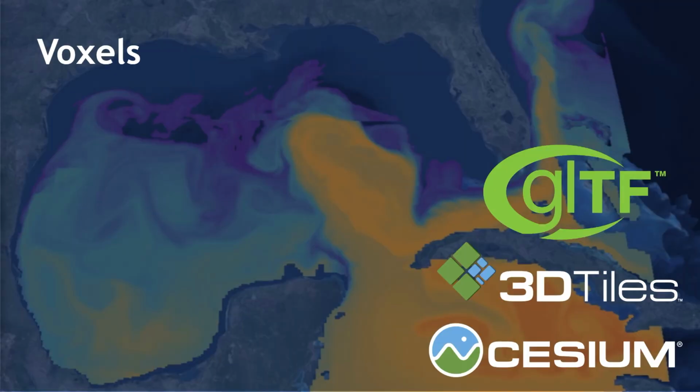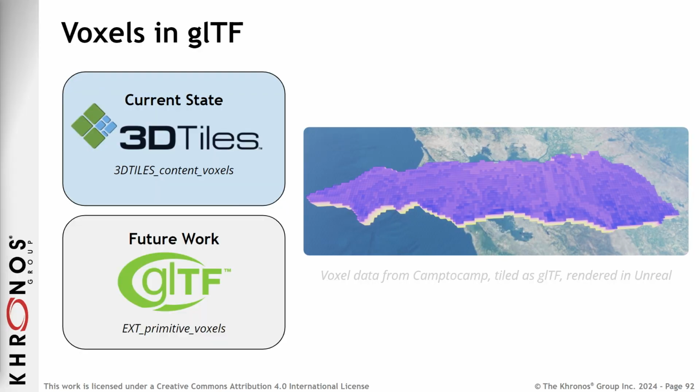Then finally, in terms of voxels, we're looking to take our experimental voxel extension in 3D Tiles and bring it into glTF. That will be called EXT_primitive_voxels. These aren't OpenVDB voxels, but a custom voxel format that works very well with glTF. You can see voxel data that we have from a partner of ours, Camptocamp, tiled as glTF and rendered in Unreal right here.